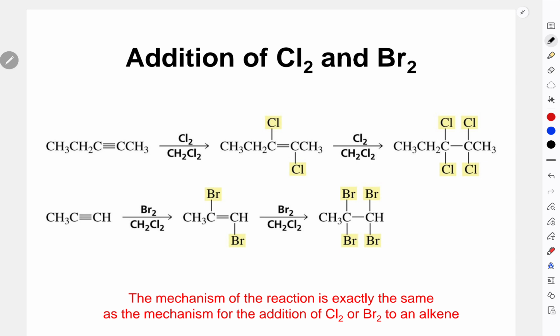And then the same sequence will take place. The second addition will give you eventually the tetrachloro products, right? And then exactly the same thing can take place when you're adding Br2. Okay? The second addition will give you the tetra-substituted product in this case.